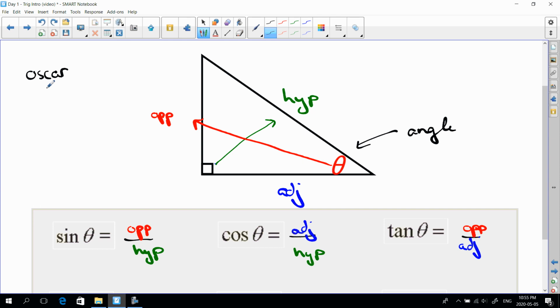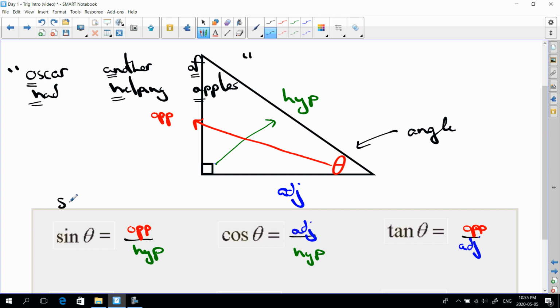Oscar had another helping of apples. Okay, if you can remember that: opposite over hypotenuse, adjacent over hypotenuse, opposite over adjacent. Some people also think so, ka, toa.